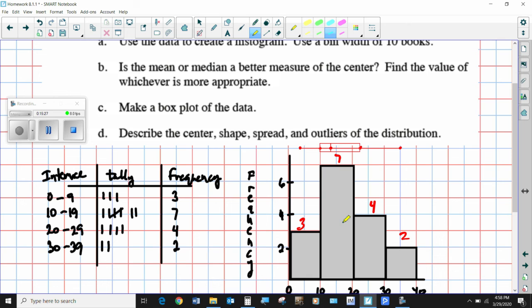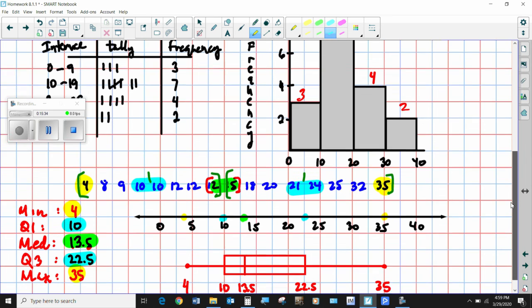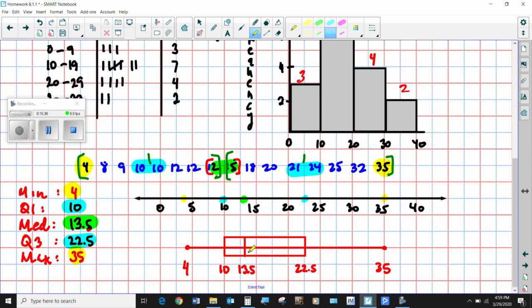Yeah, that's about it. So different data displays help you see different things about the data. And here we see that there's pretty much an even spread, although it looks like these guys are a little bit closer in here than out here. So the majority are in this cluster right around here.